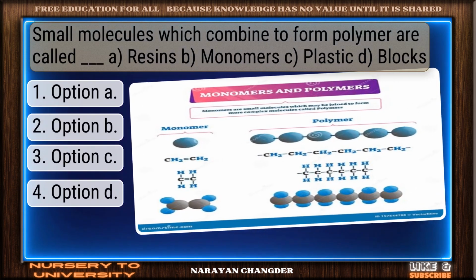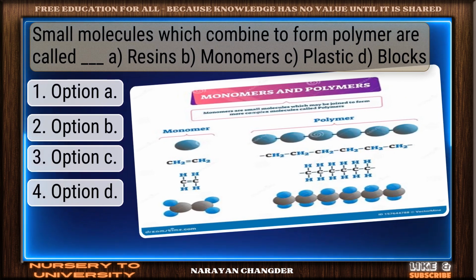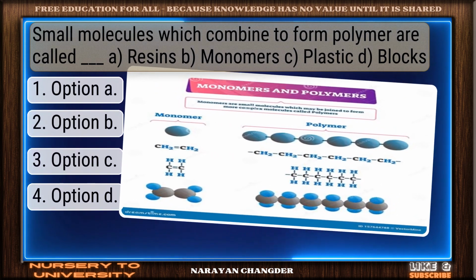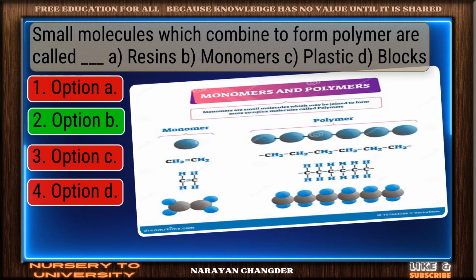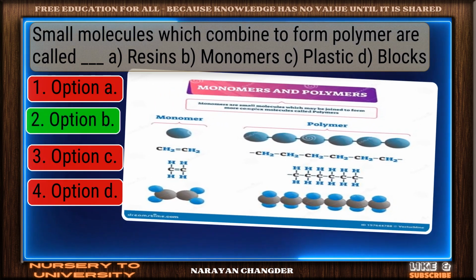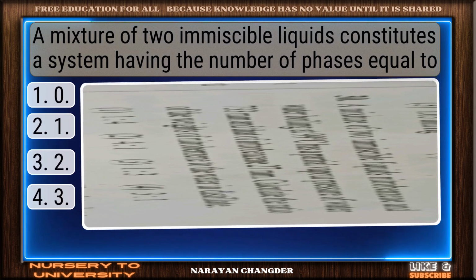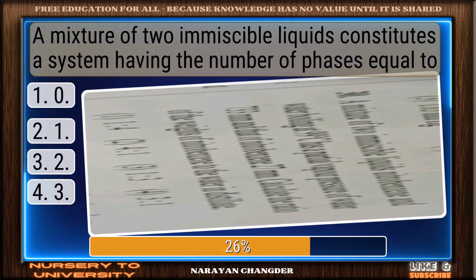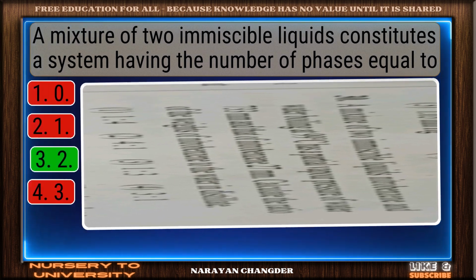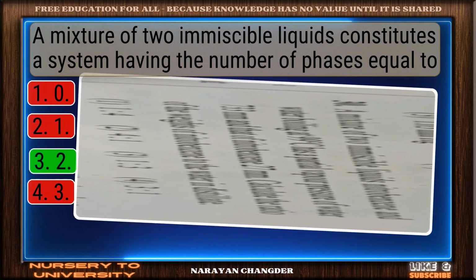Small molecules which combine to form polymer are called dash. A. Resins, B. Monomers, C. Plastic, D. Blocks. Nice work. You chose option B, and it is correct. A mixture of two immiscible liquids constitutes a system having the number of phases equal to. Sharp thinking. 2 is the right choice.